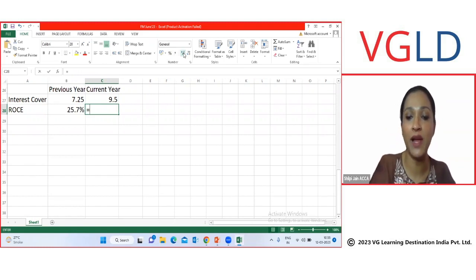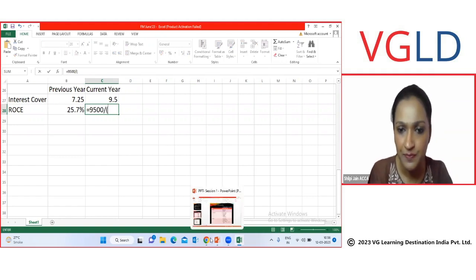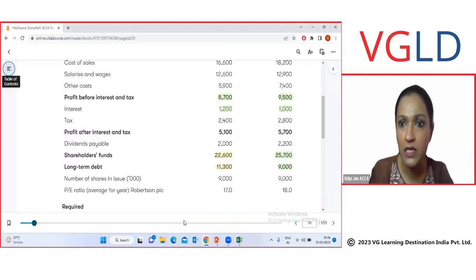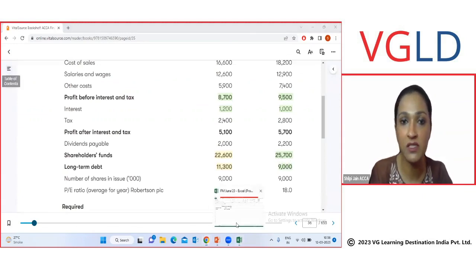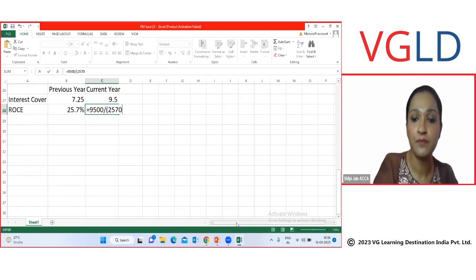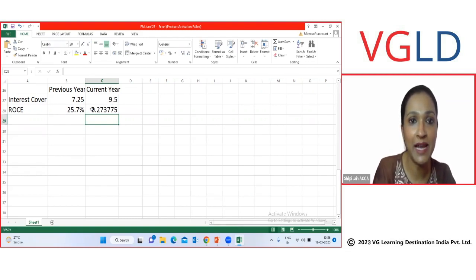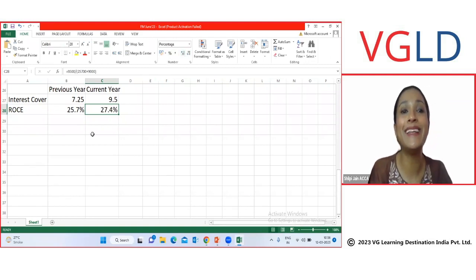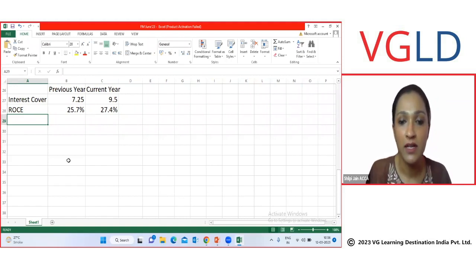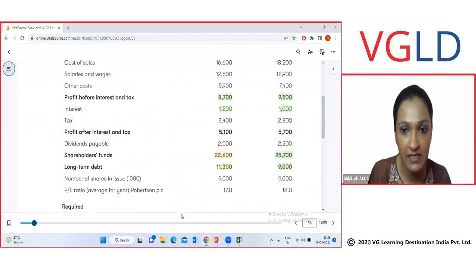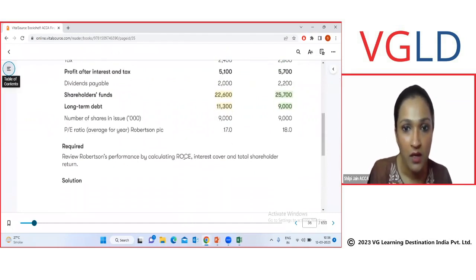Similarly, do it for the current year as well, so that is equal to what, 9,500 it was, right? Divided by your total capital employed, which is 25,000 plus 9,000. So again, I'm just going to do a percentage, which is equal to 27.4%, right? I hope everybody got that right as well. What's the other thing that we need to calculate? Okay, these two we have done.